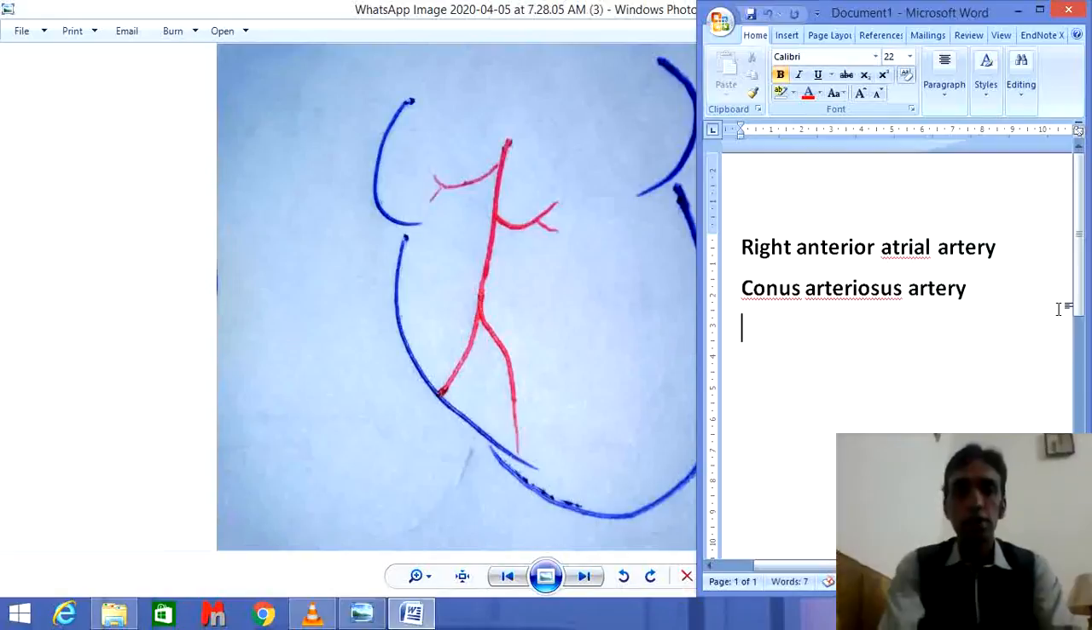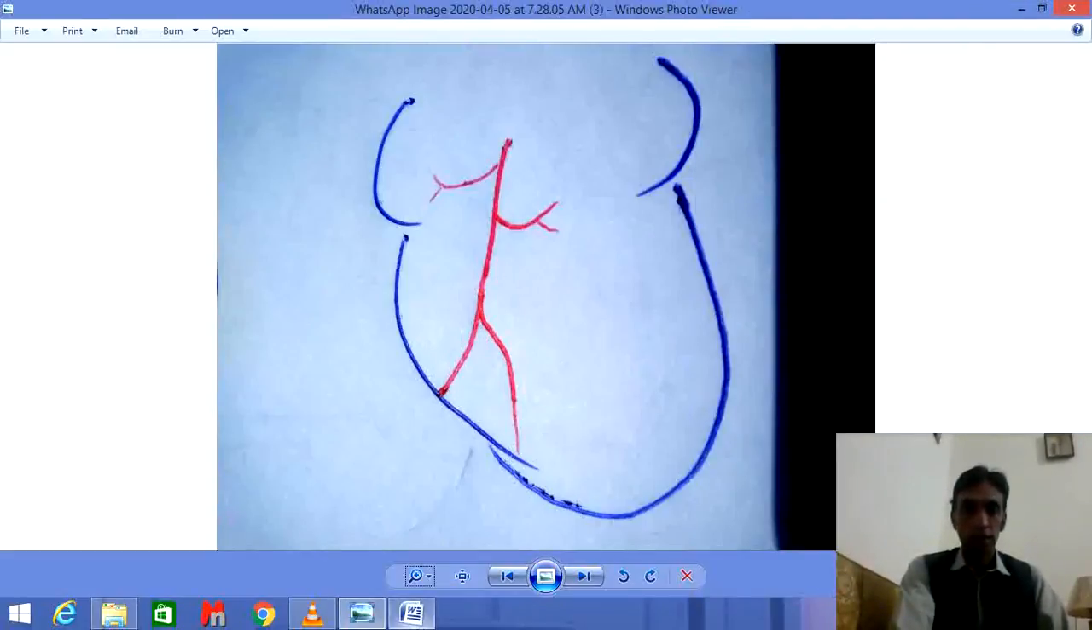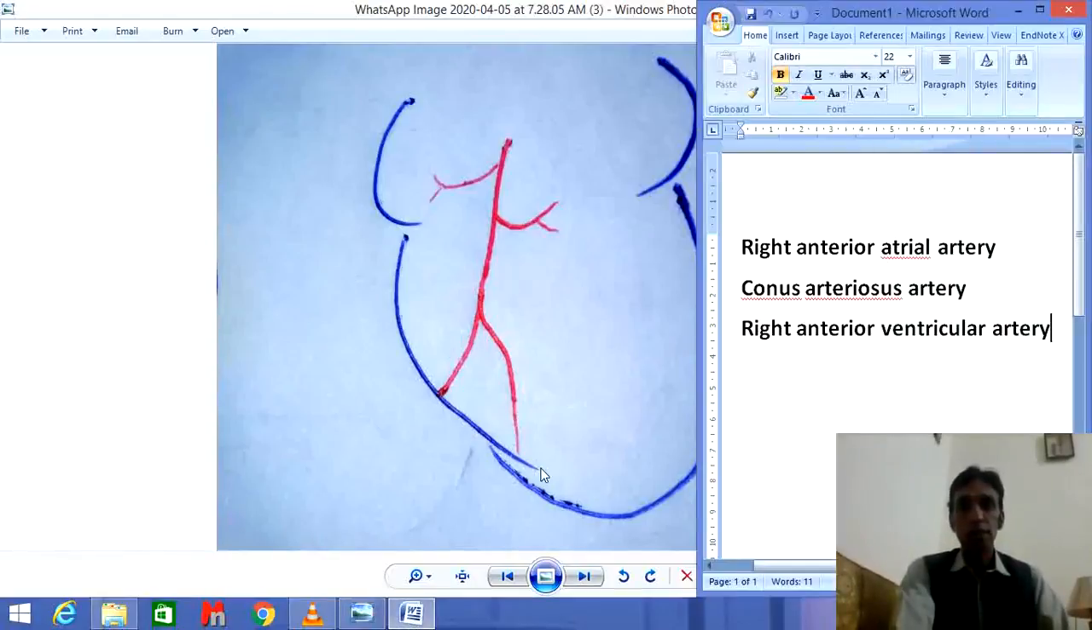This one is called right anterior ventricular artery. This is part of the right coronary artery. That is why this is called right. Anterior, because this provides blood to the anterior portion, and ventricular artery because this provides blood to the anterior side of the right ventricle. That is why this is called right anterior ventricular artery.